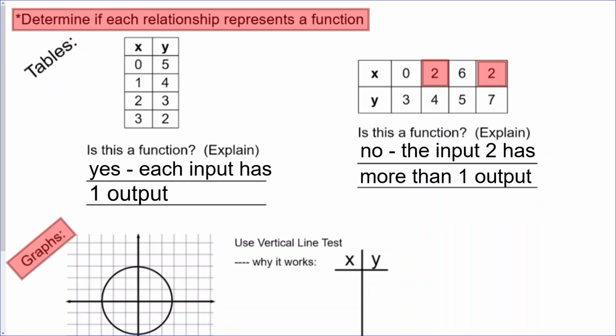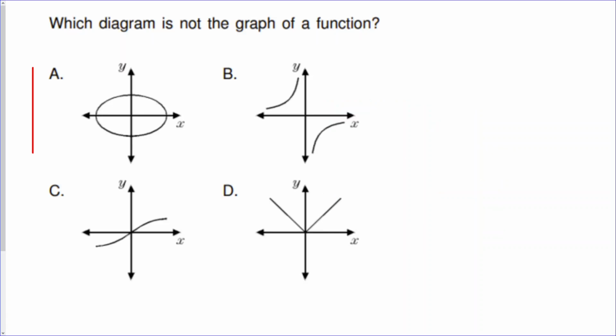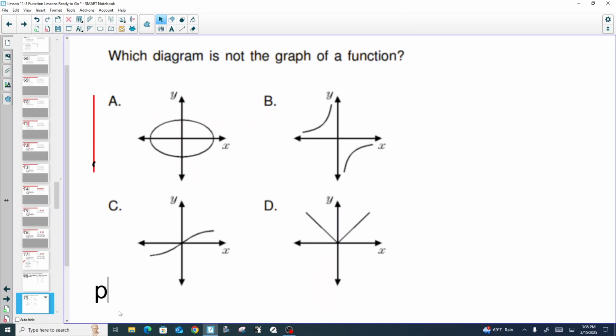How about we go take a look at graphs? We use this thing called the vertical line test. And so we're going to get away from our notes for just a second to explain this too. If we're asked to determine if a graph is a function or not a function, we use this trick called a vertical line test. And what it looks like is that we literally just have this vertical line that we have in our brain. You can even use your finger or your pencil, and you run it across the paper there.